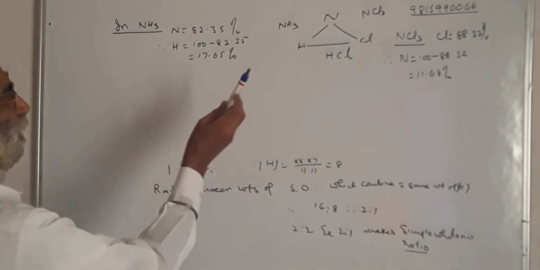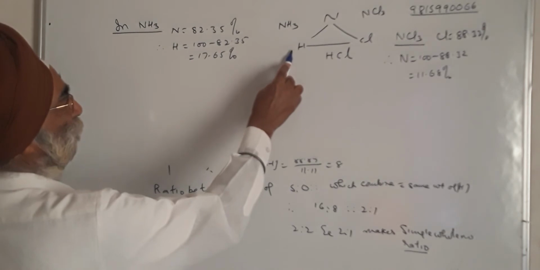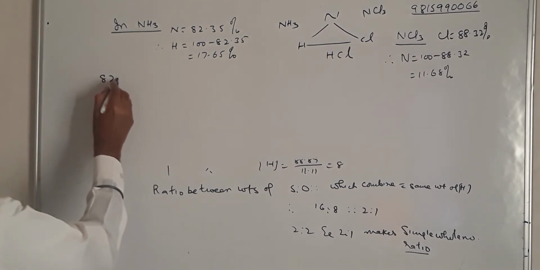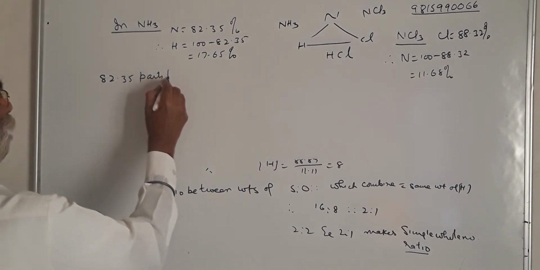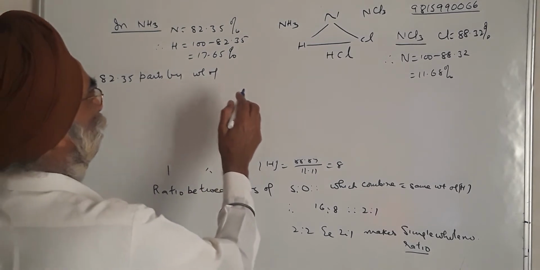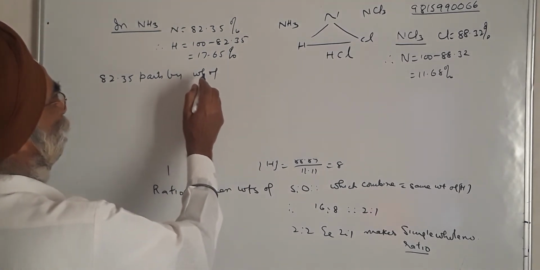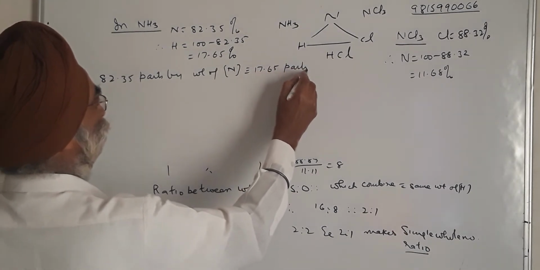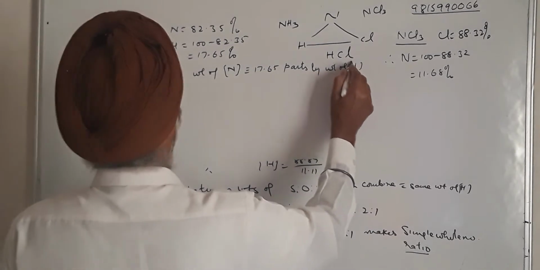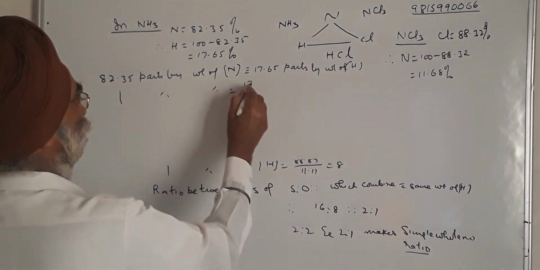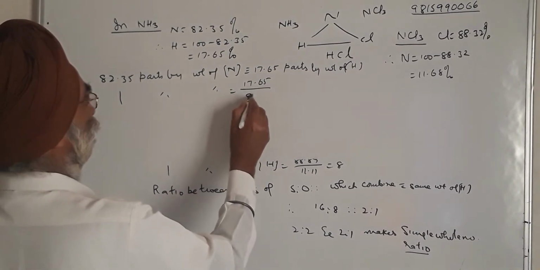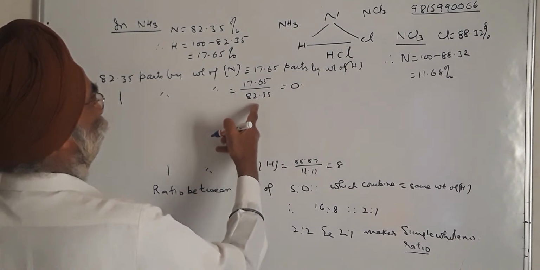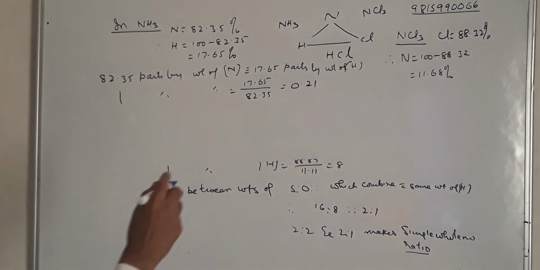In this case, we are to find the weight of hydrogen which would combine with, say, 1 atomic mass unit of nitrogen. 82.35 parts by weight of nitrogen combined with 17.65 parts by weight of hydrogen, so 1 part by weight of nitrogen combines with 17.65 over 82.35, it comes out to be 0.2, maybe 0.21.